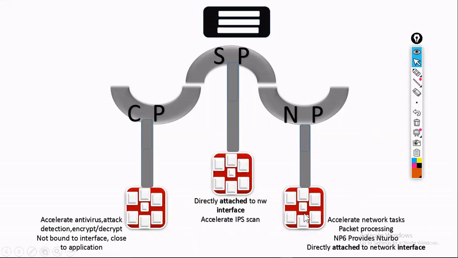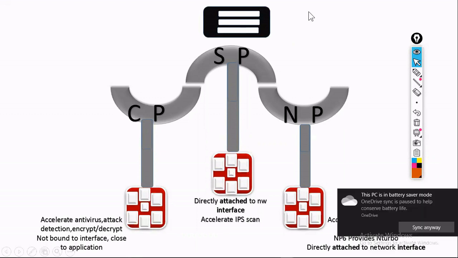Now you understand: a SYN packet is received at the interface, and at the interface level there should be some kind of engine which can check the packets. So the IPS scan is done by SP. There is another processor, which is CP, the content processor. The task of the content processor is to check antivirus, attack detection, encryption and decryption. When we say content, it goes in the application layer, because when you download a file, that should be checked by antivirus. When you do encryption and decryption, that should be checked too. So all these things are checked by the CP.